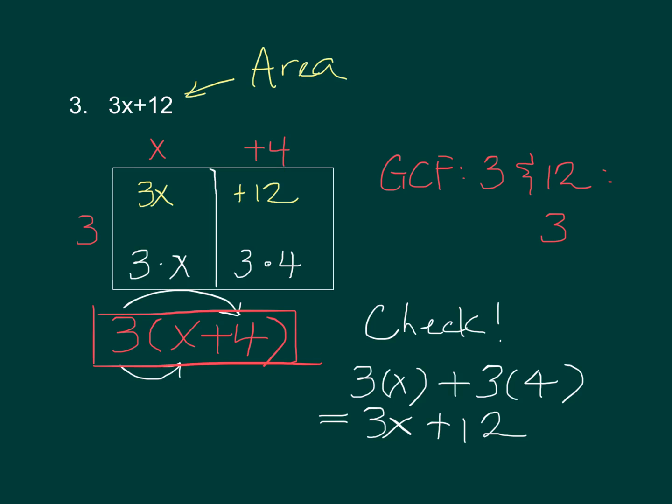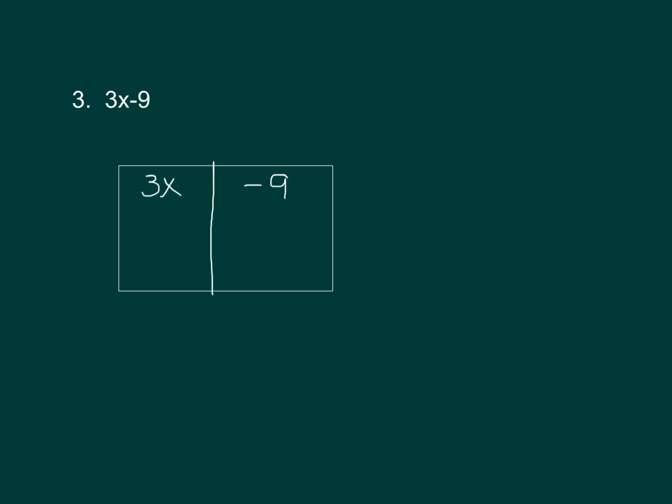Okay, so let's look at the next example. Actually, I don't think it's number 3, it should have been number 5. I had a typo here. So this is 3x minus 9. 3x minus 9 is the area of the rectangle, and you're going to find the width and the length of this rectangle.